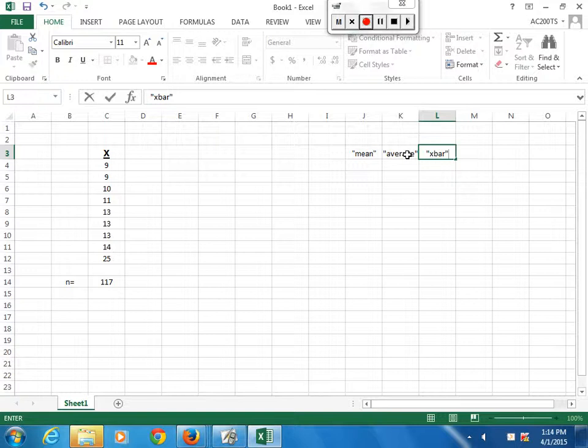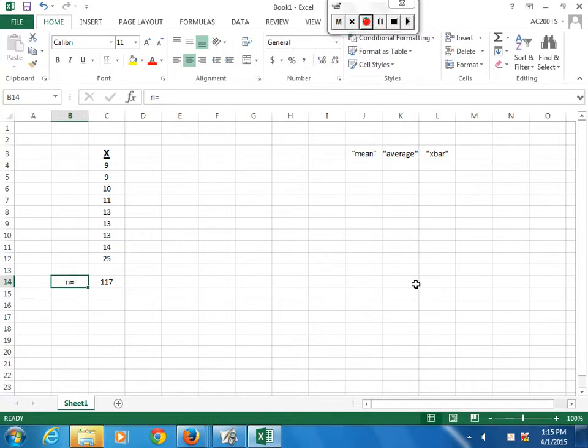If I need to figure the average, it's the summation of X over N. I'm sorry, that's not N. That's the summation of X. Summation of X, and this is N. N is how many are in the group. 1, 2, 3, 4, 5, 6, 7, 8, 9. So up here I'm going to put N is equal to 9.